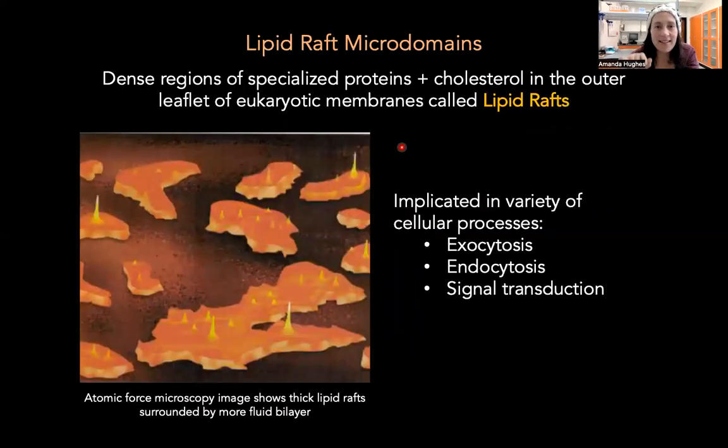Okay, lastly, I wanted to talk about microdomains, which are called lipid rafts. These are dense regions of specialized proteins. They're called lipid rafts. So this image, which looks really falsely made, but it's not, was an atomic force microscopy image, and it's showing some of the lipid rafts. So atomic force microscopy is a type of microscopy where you have your sample and there's this tiny needle, and the needle is essentially dragged across the sample, and it's a very sensitive needle.